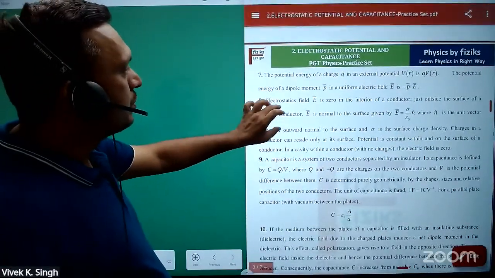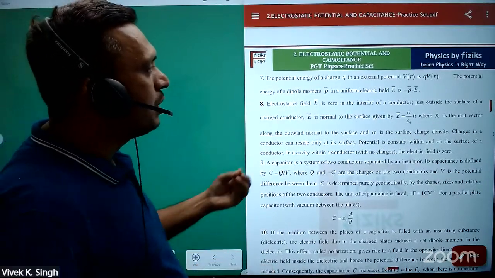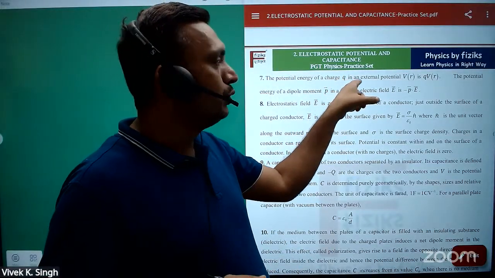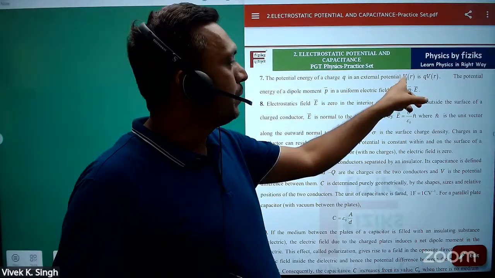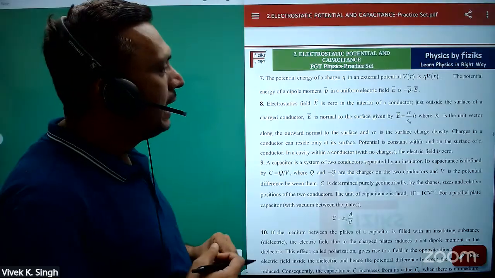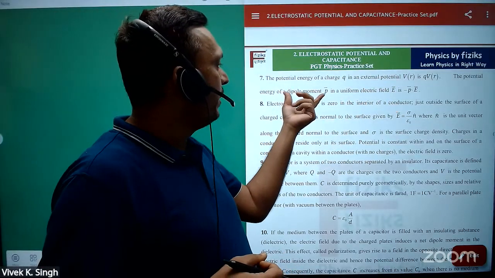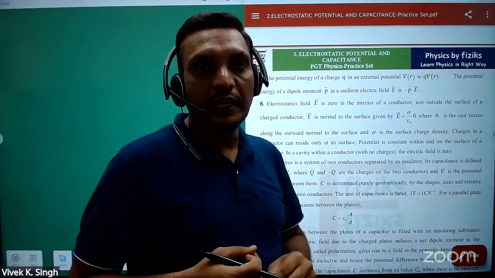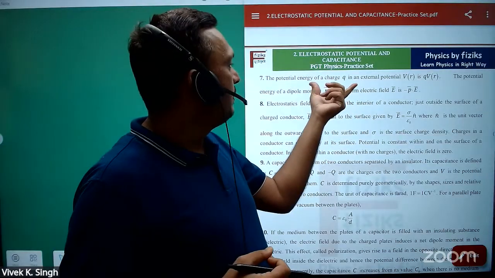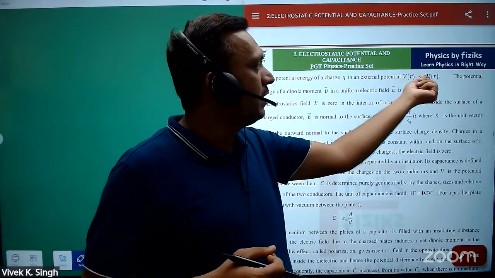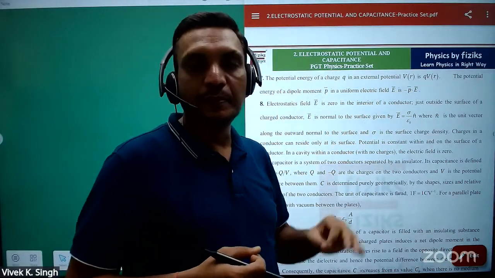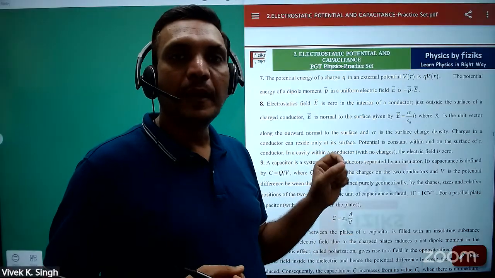Now you have to find the potential energy of a charge Q in an external field. You are moving a charge Q in an external field to a particular point R, so the potential energy is given by Q into V(R). And the potential energy of a dipole moment P in a uniform electric field is minus P dot E. So this is the potential energy of a charge Q in an external field, and this is the potential energy of a dipole in an external field E: minus P dot E, or minus PE cos theta.